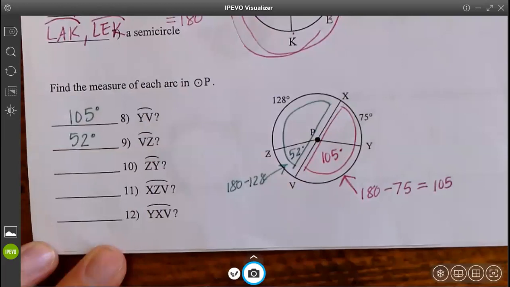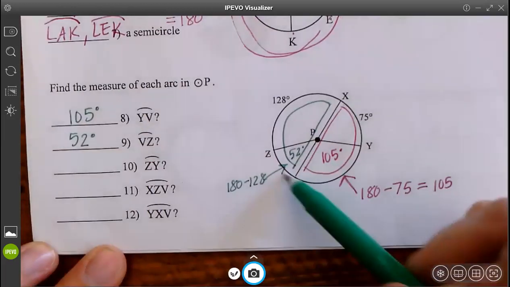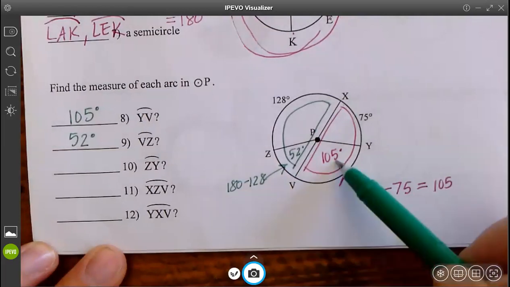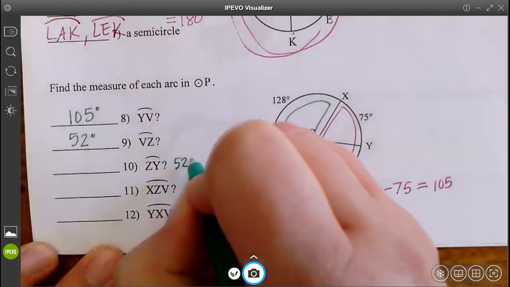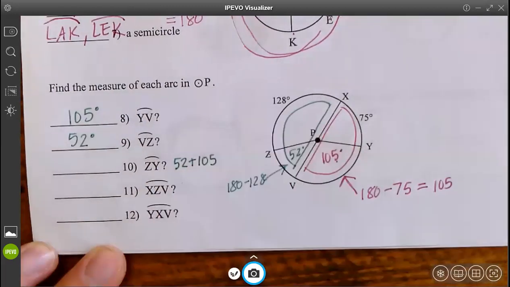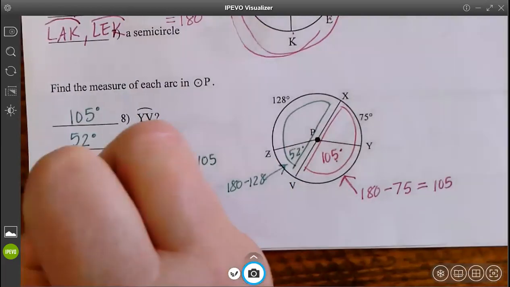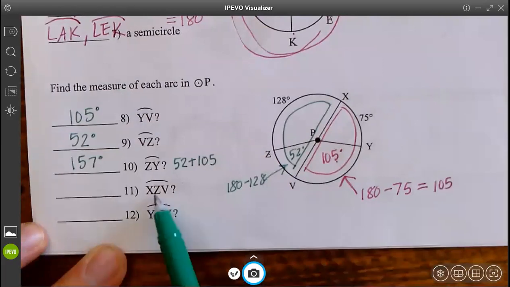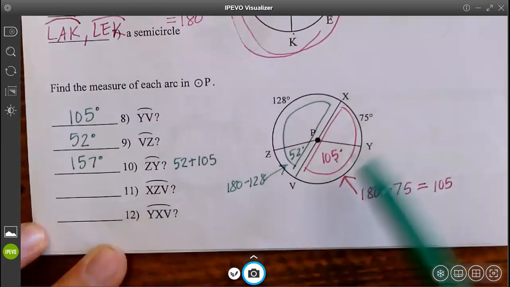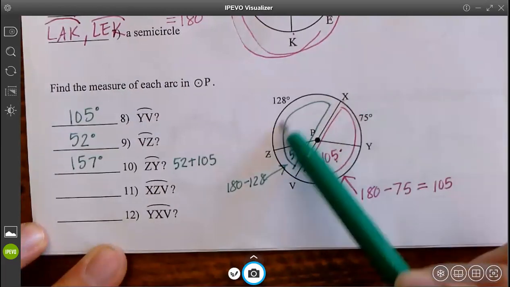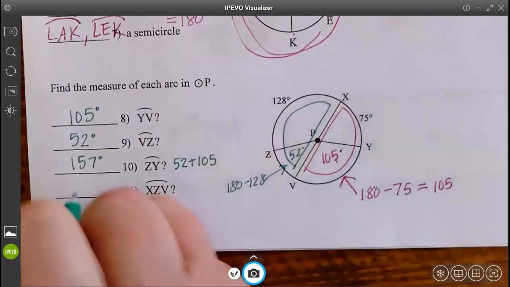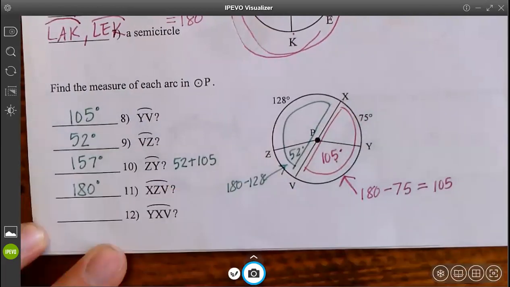Z to Y, so now we're going all the way around here. That'd be 52 plus 105, which I'm getting 157. And then X, Z, V, so X, Z all the way to V, I'm getting 180 because that's a half circle.